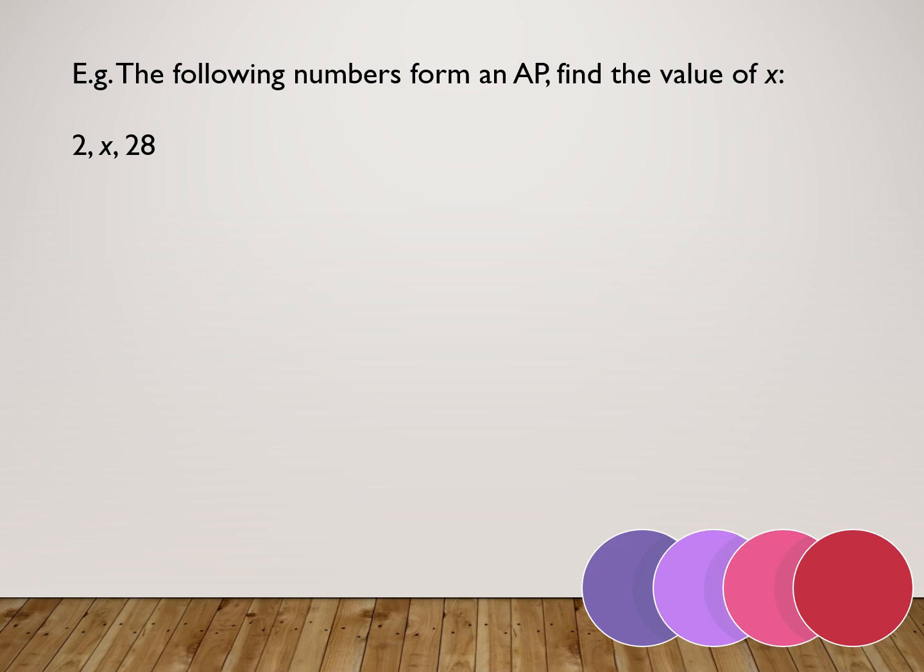The following numbers form an AP. Find the value of x. For some of these, you could actually guess what the value of x is. It's obviously got to go in order, so it's 2, something, 28, and the x would have to be in the middle of them. But let's set it out like an equation so that we can see how this operates.